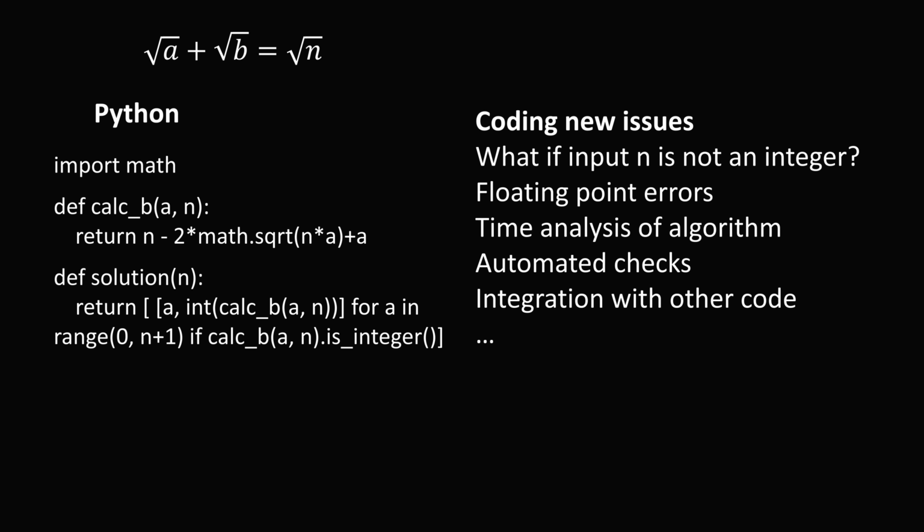We import the math library, then we define calc b as a function of a and n. This will return the value of b based on a and n. Then we can define solution(n) in one line. So there are all sorts of ways that you can do this. So I think it's wonderful if we can incorporate coding into mathematics.